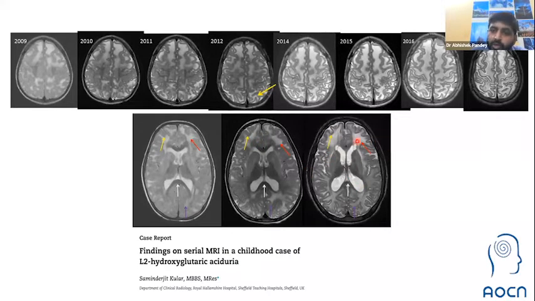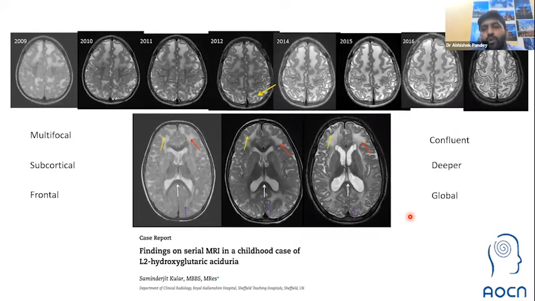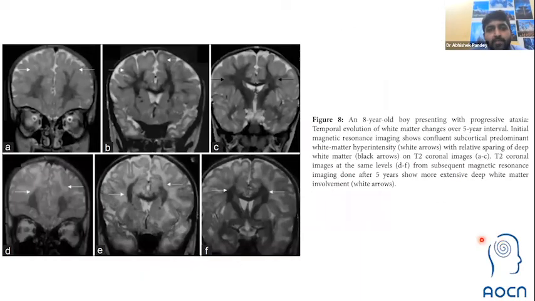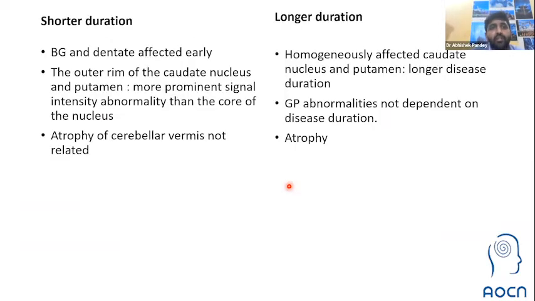Obviously, the frontal predominance always remains, but as the age advances, the occipital white matter is also involved. So from multifocal, we move to confluent. From subcortical, we move to deep white matter involvement also. From frontal, we move to global. So this is how the MRI evolves over time. This is again representative images of a child which show gradual advancement with age, and here we can see the periventricular deep white matter is also involved.